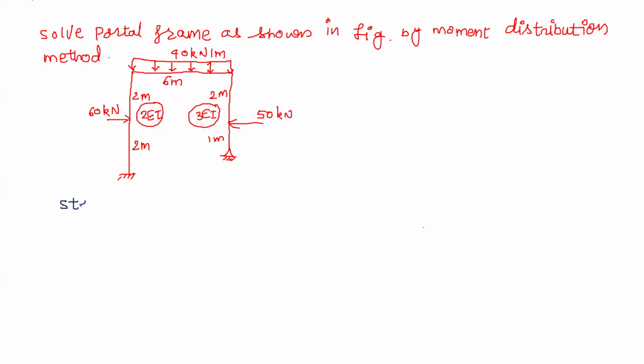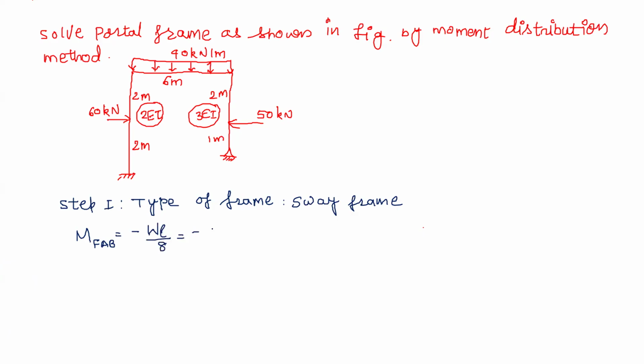So step 1, type of frame, sway frame. Now we have MFAB is equal to minus WL by 8, and we will get it as minus 30 kilonewton meter. And now we have MFBA, WL by 8, and we have this value as 30 kilonewton meter.